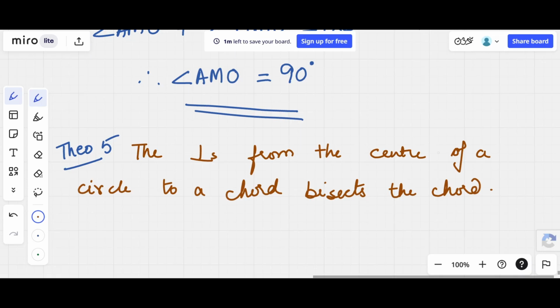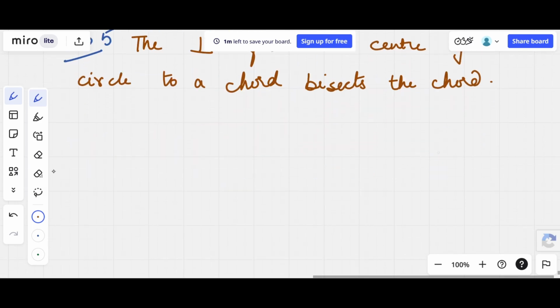Earlier, what we were saying, the M is the midpoint. So if M is the midpoint of the chord, what were we saying? The line joining the center will be perpendicular to that. But here we are saying the line from the center, if that is perpendicular to the chord, then that particular line from the center will bisect the chord. Understood? That is how it is converse.